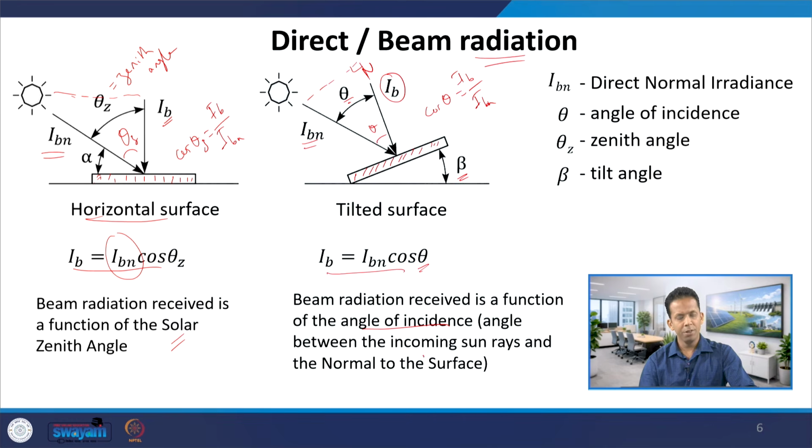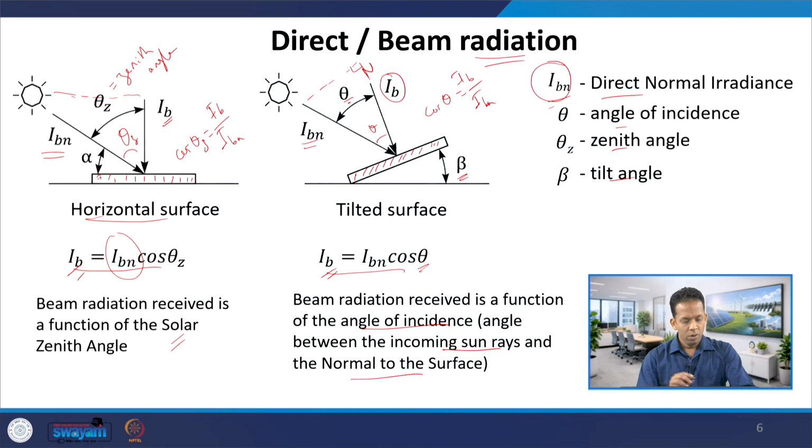What is the angle of incidence? It is the angle between incoming sun rays and the normal to the surface. This is known to you. IBN is called direct normal irradiance. In the next slides, when we learn about solar radiation measuring instruments, we will see that it is actually this DNI, IBN, which the equipment measures. Then we have to convert that IBN to IB using this formula, depending on whether the surface is horizontal or tilted.